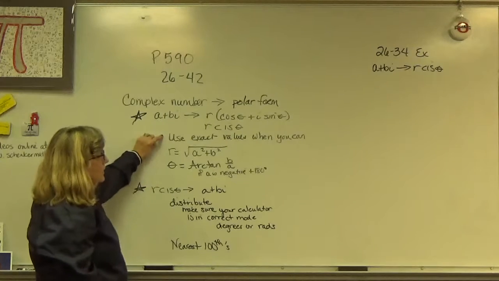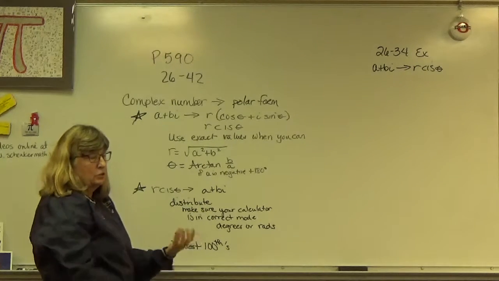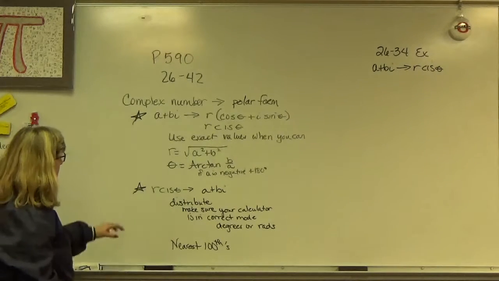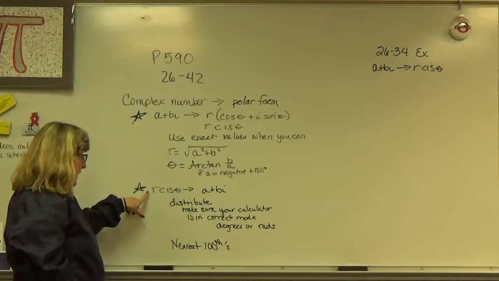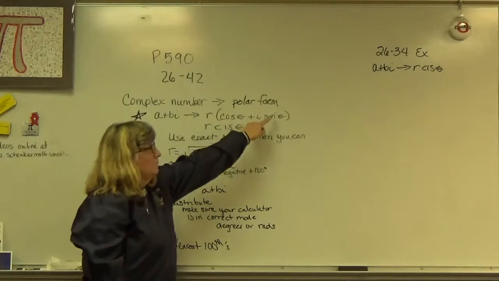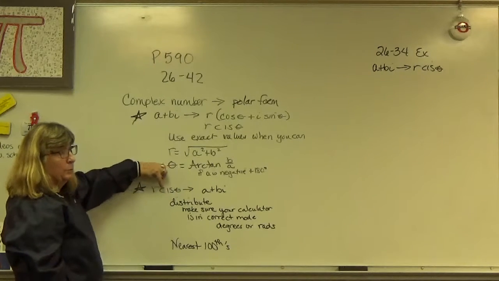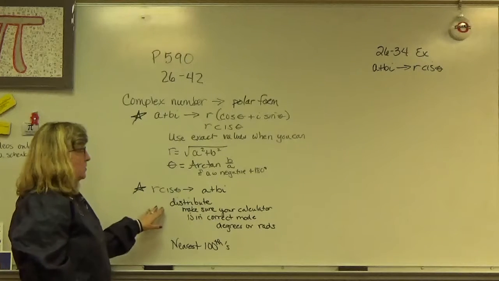And I said up here, use exact values whenever you can. If it's a 30, a 45, a 60, you should be using the radical 3's over 2's whenever you're doing that value. Then the second half, r cis theta, and I didn't write it out, but that means what? r cosine of theta plus i sine of theta is equal to a plus bi. All you've got to do is distribute.